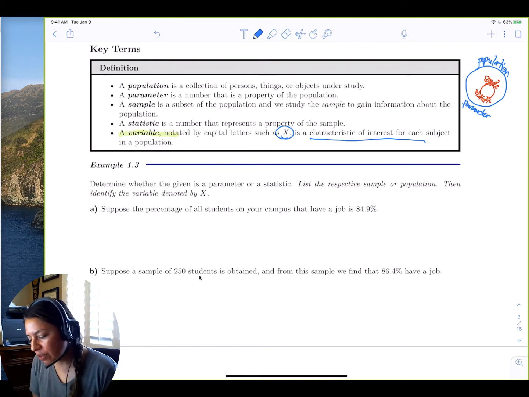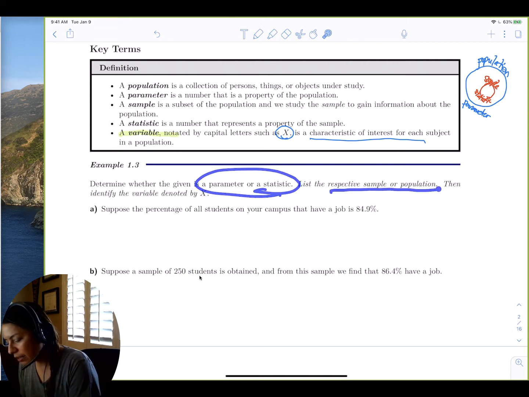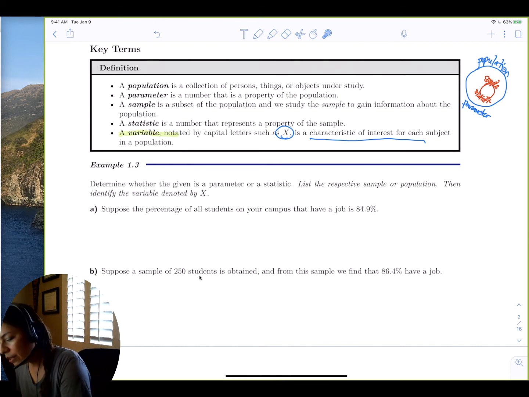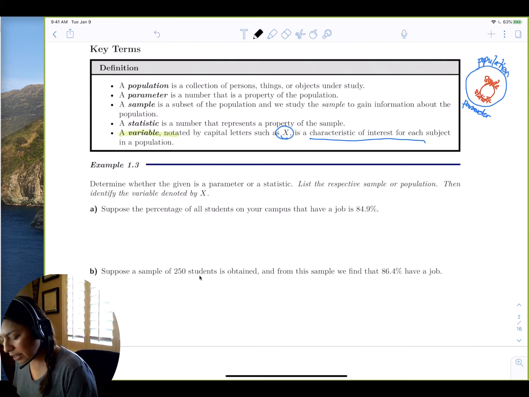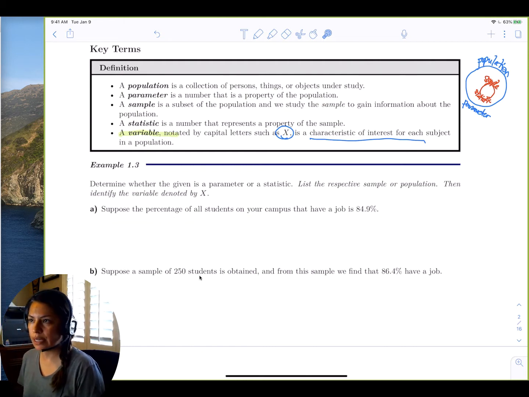So determine whether the given parameter is a statistic and list the respective sample or population, then identify the variable. So let's go ahead and do that. Determine whether the given is a parameter or statistic. So we're just looking essentially for population or a sample, right? So suppose the percentage of all students on your campus that have a job is 84.9%.